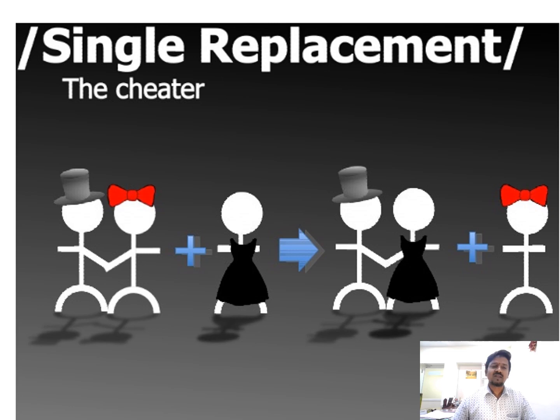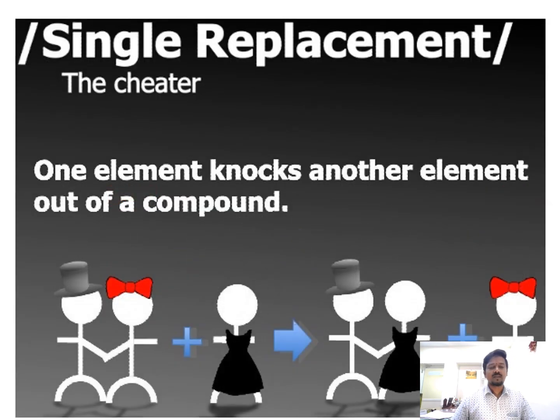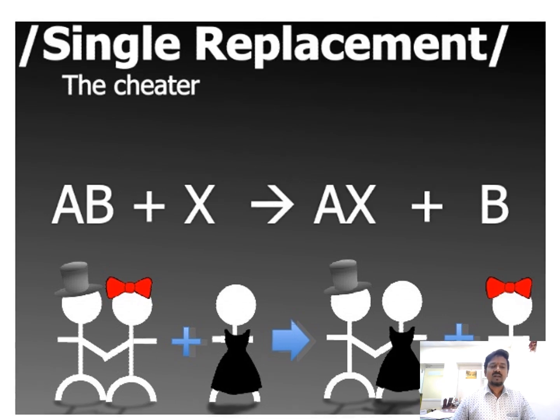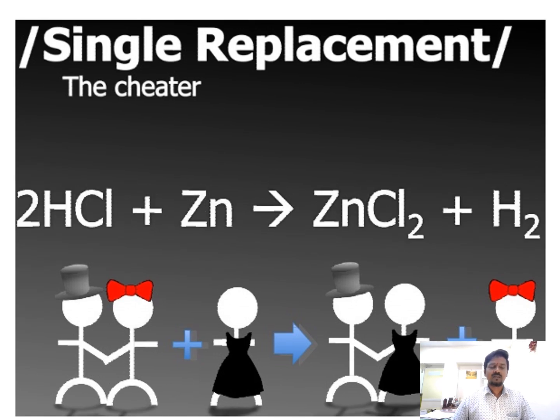Then another type of reaction is the single replacement reaction, the cheater. If you look at this pictorial representation, you can easily understand single replacement reactions. A single replacement reaction is a chemical reaction where one element knocks another element out of a compound. That's why it's called a single replacement reaction. The pattern is AB plus X gives AX plus B. An example is HCl plus zinc reacts to form zinc chloride and H2.